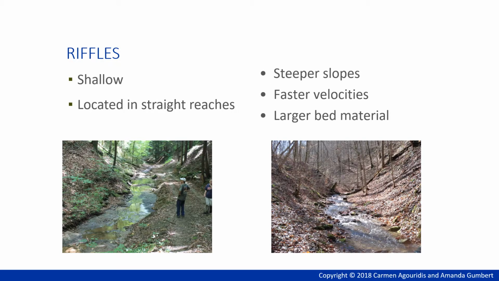Now that we have examined how streams evolve, let's look at specific features and their locations within streams. Riffles are shallow features that are located in the straight reaches of the stream in between meander bends for stable systems. For unstable systems, riffles may appear in meander bends. Slopes are steeper and velocities are faster in riffles. As such, bed material in riffles is larger.